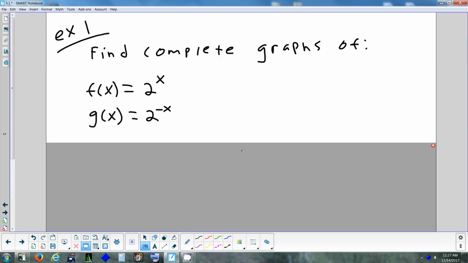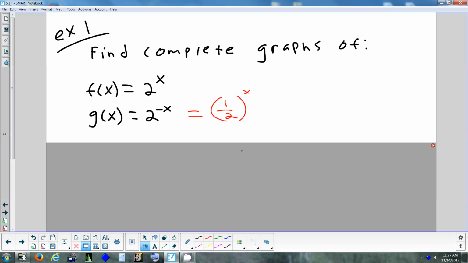All right, so let's look at each of these graphs. Okay, we've got 2 to the x. And can someone tell me how to rewrite that one, 2 to the negative x? I'd like to write it with a positive exponent. Yeah, Josh? 1 over 2 to the x. Yes.